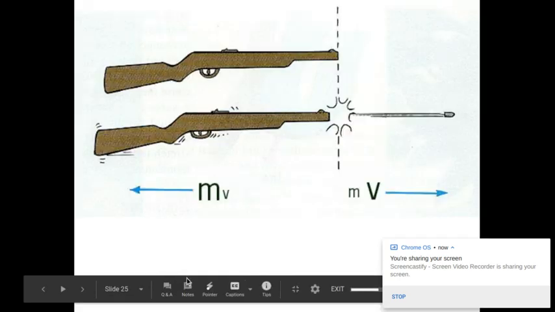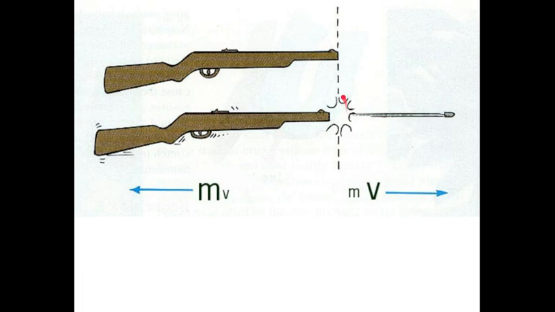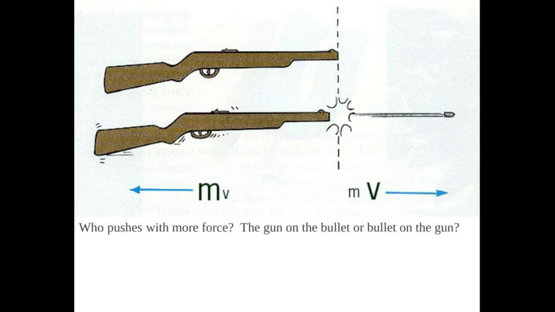Hey guys, just wanted to share real quick another definition of conservation of momentum and how we get there. Here we have, let's say, a gun and a bullet, and we're going to fire it. The gun is going to push on the bullet, and the bullet is going to push on the gun. So the question is, who pushes with more force, the gun on the bullet or the bullet on the gun?